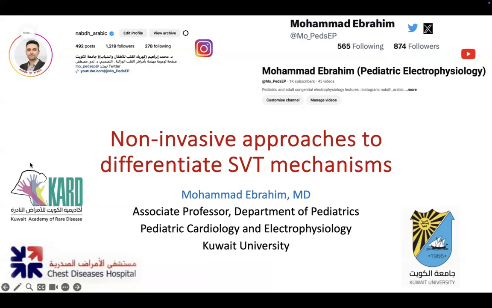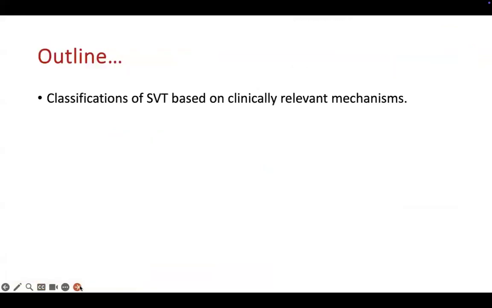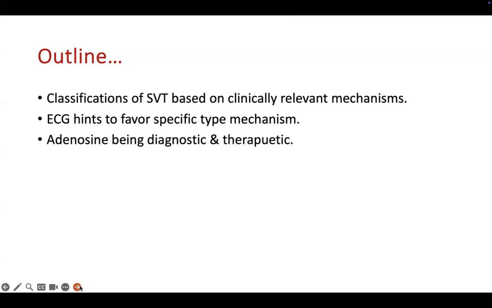So the outline for this presentation would be, first of all, we will classify SVT based on clinically relevant mechanisms, and then we'll discuss ECG hints to favor a specific type of SVT and mechanism. And then we'll also talk about adenosine being diagnostic and/or therapeutic for tachyarrhythmias in general.